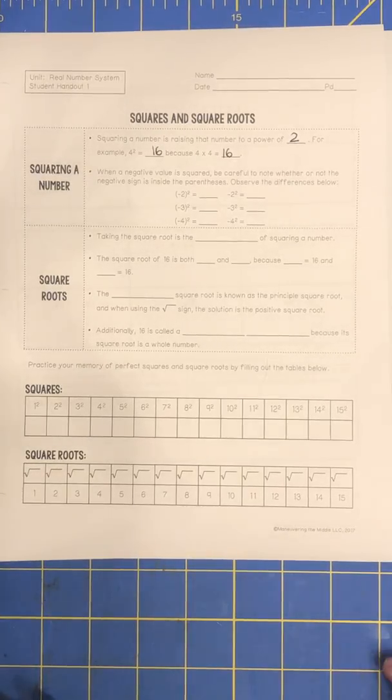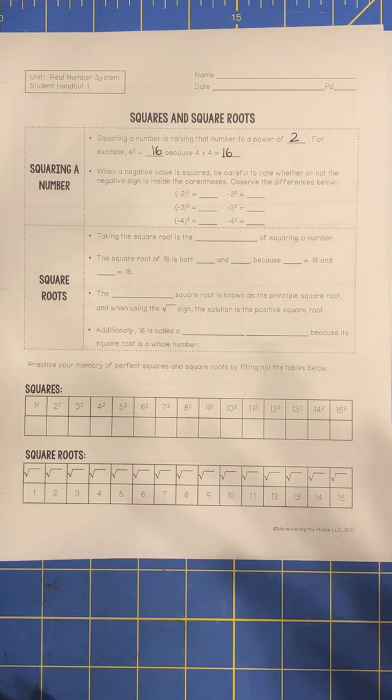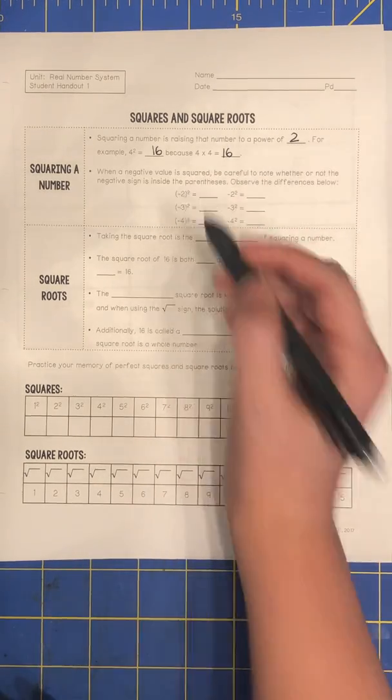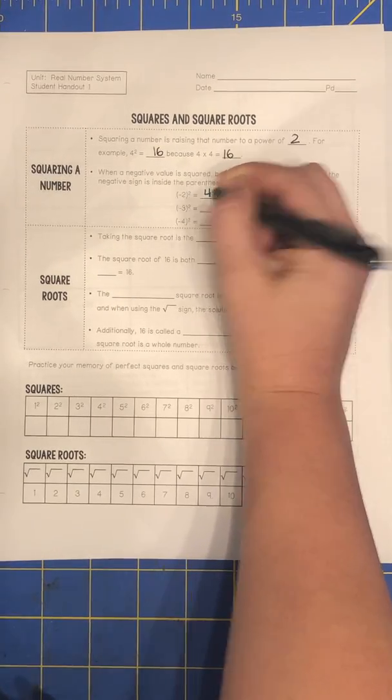Now, on the other end of the spectrum, when we're talking about negative value numbers, integers, when a negative value is squared, we have to think to ourselves whether or not the negative sign is in parentheses. When we have that negative sign in the parentheses, that means take negative 2 and multiply it times itself. And whenever we multiply a negative times a negative, we get a positive. So negative 2 times itself would give us 4.